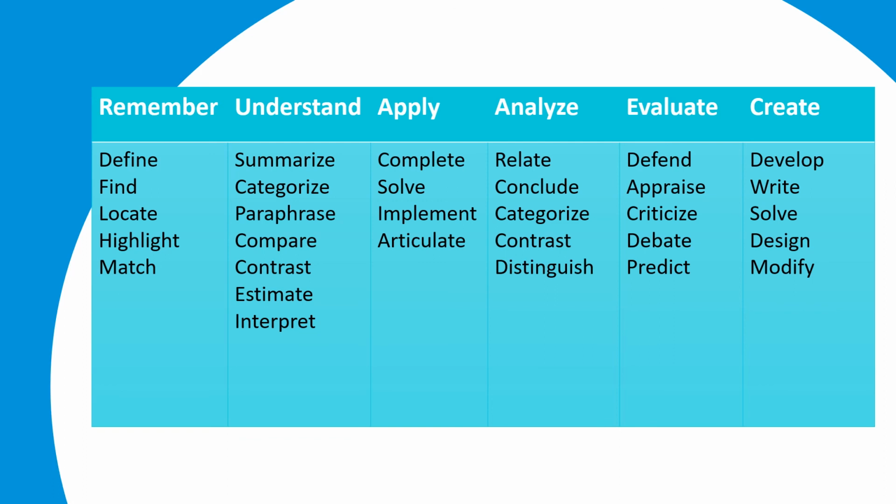Under remember, we have such verbs as define, find, locate, highlight, and match. Understand level, we'll have summarize, categorize, paraphrase, etc. Under apply level, we will have complete, solve, implement, articulate. Under analyze, we will have relate, conclude, categorize. Under evaluate level, we will have such verbs as defend, appraise, criticize. And under create, we will have develop, write, solve, design, and modify.